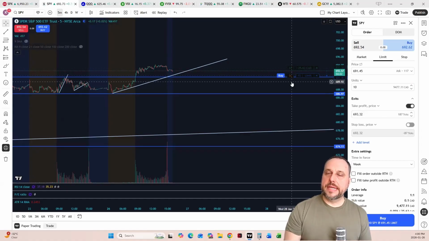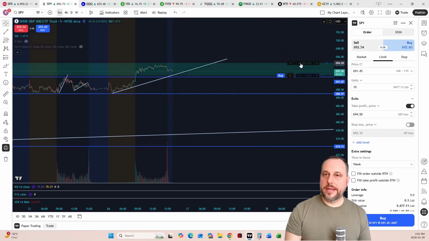The next field is if you want to set up where you would exit this trade. So let's say that if the price gets back to this high right here from the previous day, that we're going to go ahead and take our profits. So all you do is you just drag it up into that area.